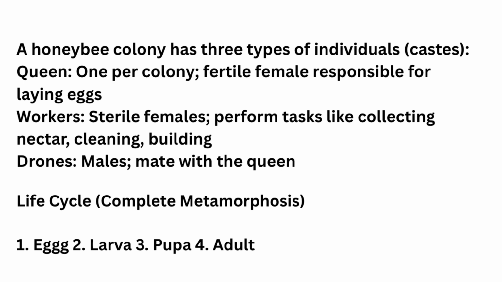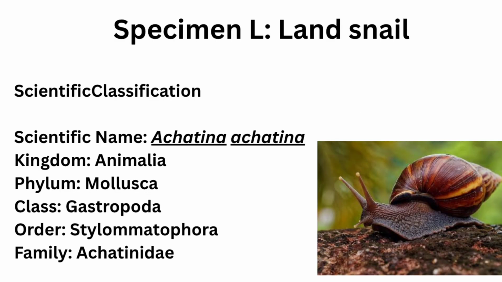Now the life cycle: it has a complete life cycle, just like specimen A, the housefly and the butterfly. So it moves from egg to larva to pupa and finally adult. Alright, specimen L is land snail, and the scientific name is Achatina achatina. Very simple. Kingdom Animalia, phylum Mollusca, class Gastropoda, and so on.